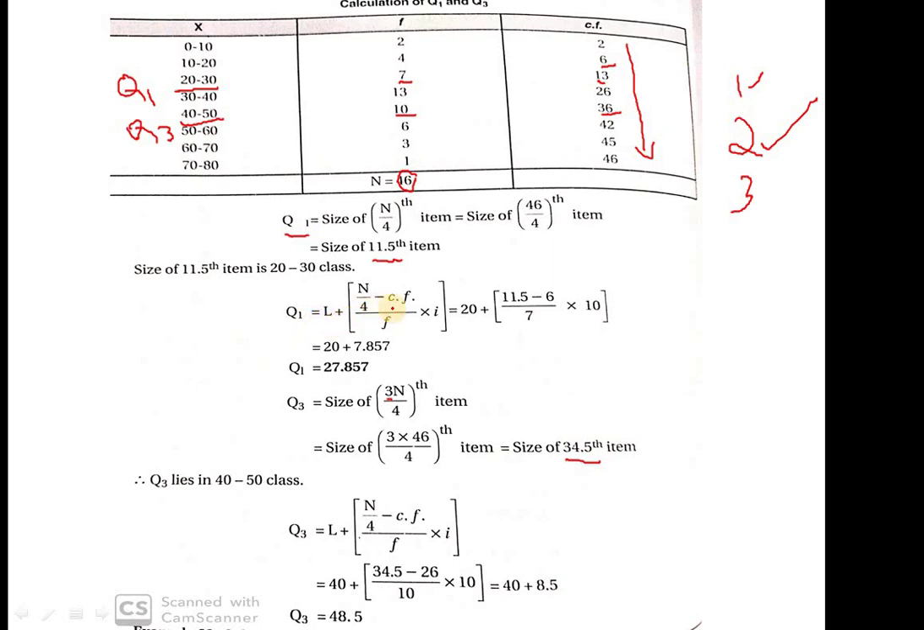So we need to apply the formula. Q1 is equal to L plus n by 4 minus CF by F into I. L is the lower limit. If you apply the formula, you will get the answer. Again, the same we need to repeat for Q3. In case the question asks to calculate Q1, Q2 and Q3, then you need to calculate Q2 also. Q2 equals L plus n by 2 minus CF by F. It is the median formula. You can write it as median or Q2.